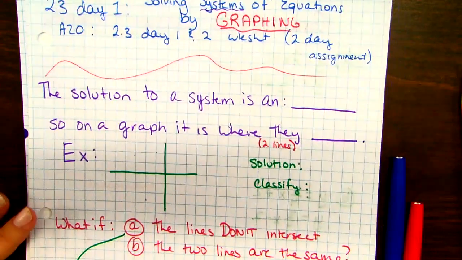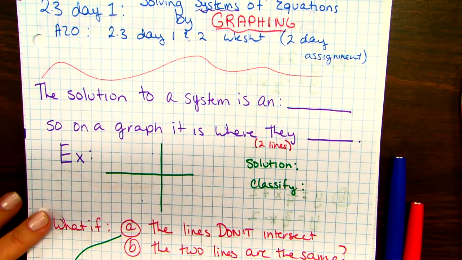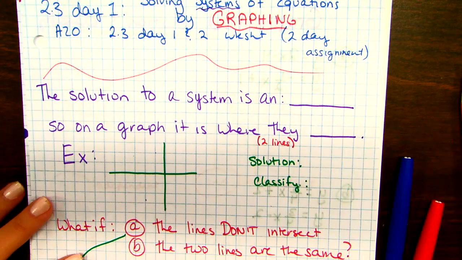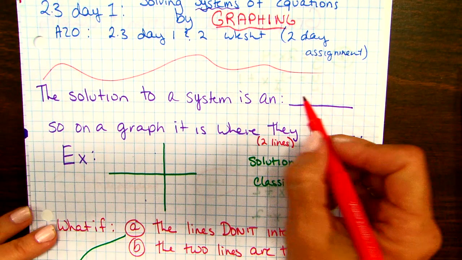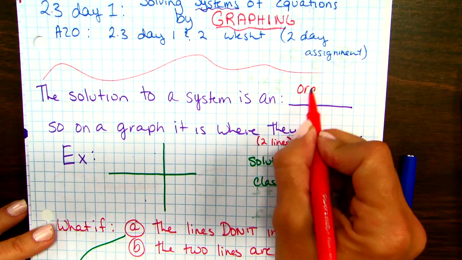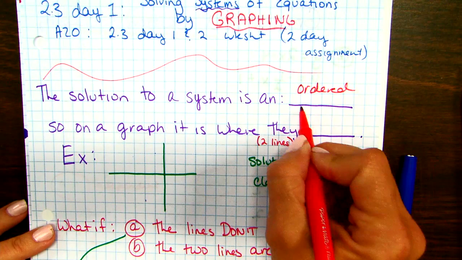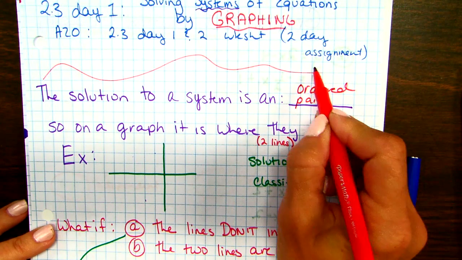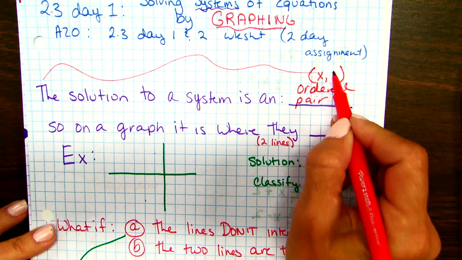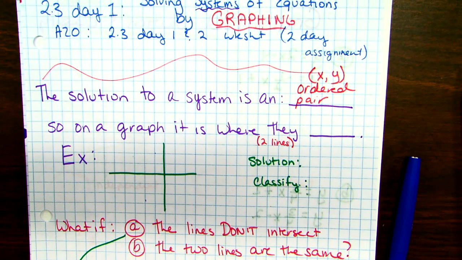And so how we find the solution to a system with graphing is different than we do the other 2 methods that I mentioned. But all 3 methods, you should always get an ordered pair as your solution. Ordered pair, which is just x, y, right? It's just a point. So you need a point. So on a graph, it's where they cross or intersect.